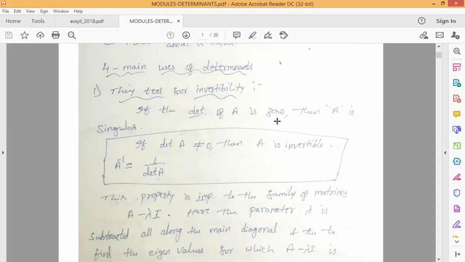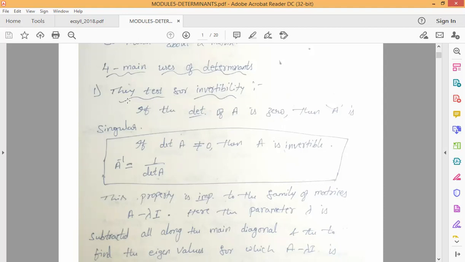So if the determinant is 0, then that is non-invertible. In other words, you can say that such a matrix is singular. Singular in the sense you will not be able to regenerate the matrix. You cannot reconstruct or regenerate the matrix.